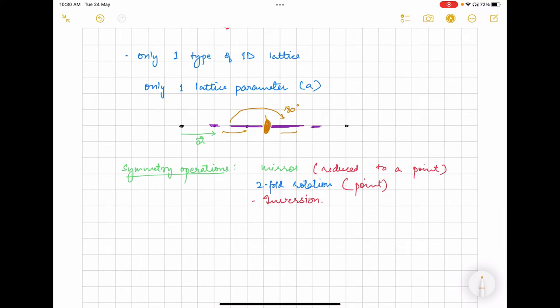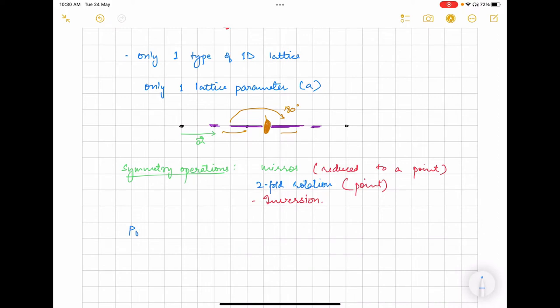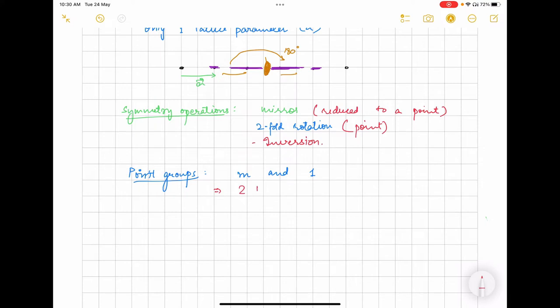So in 1D we have only two point groups. They are mirror and a simple translation. So this implies we have two types of crystals in 1D. One having mirror symmetry and the other having only translational symmetry. Okay.